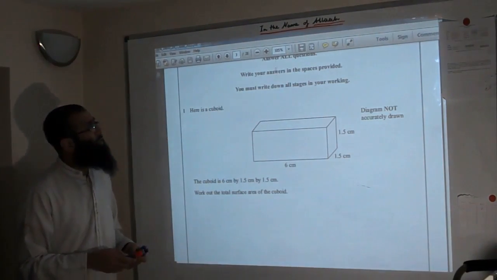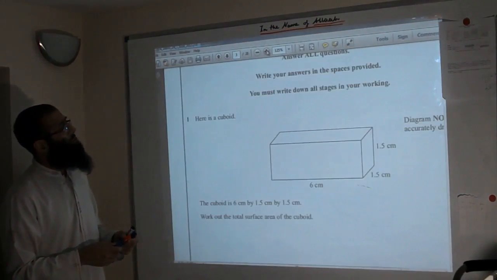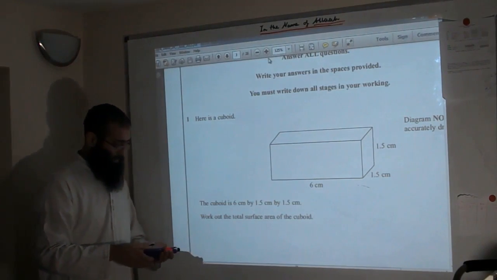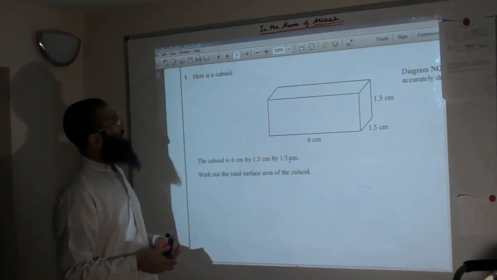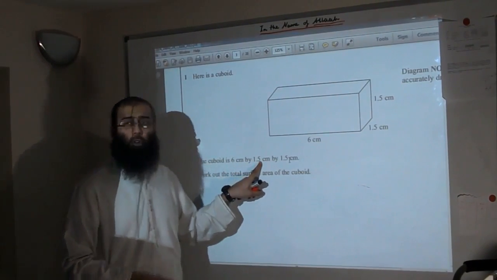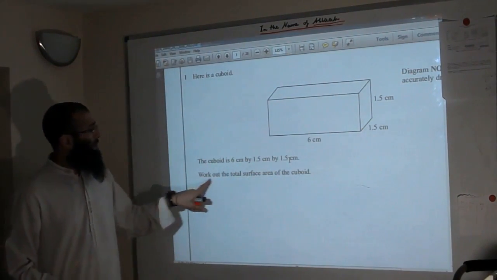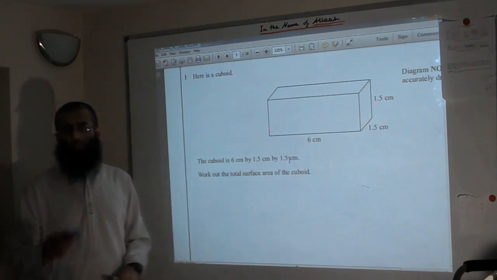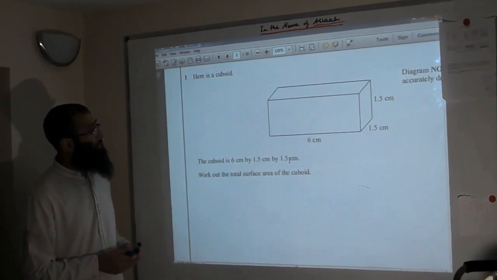Okay, Smear's going to be my controller of the board. Let's make it a little bit bigger. Take it up, please. That's it, lovely. So here's a cuboid. The dimensions are 6 by 1.5 by 1.5. Work out the total surface area of the cuboid. So just check this working.